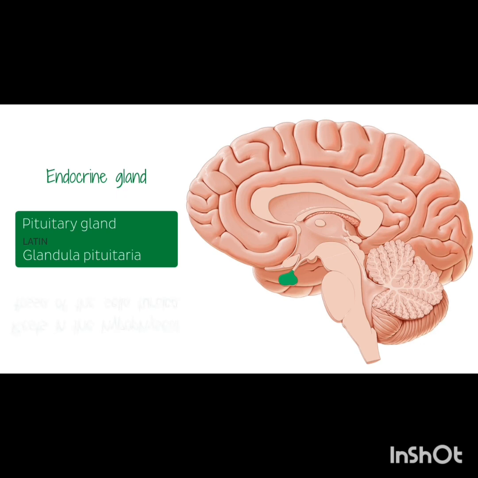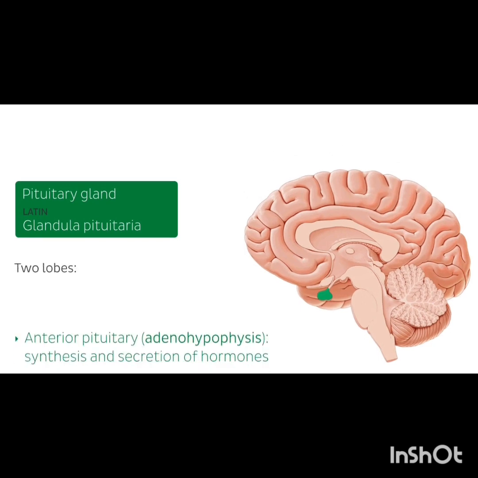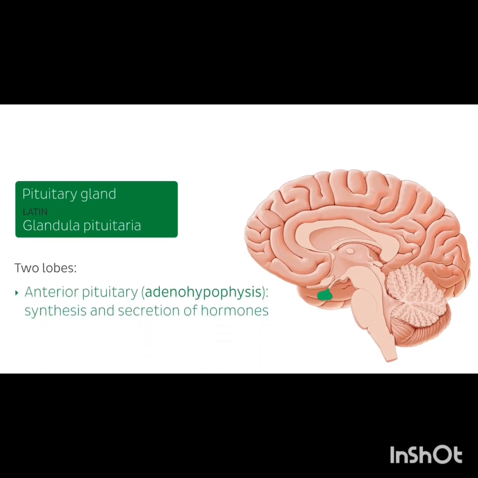Now, this gland rests in the hypophyseal fossa of the sella turcica in the superior part of the sphenoid bone. And this small gland is comprised of 2 lobes to be specific. One is known as the anterior pituitary or adenohypophysis, which regulates several physiological processes through the synthesis and secretion of hormones. There is also a posterior pituitary known as neurohypophysis, which stores and secretes hormones and is functionally connected to the hypothalamus via the infundibulum.